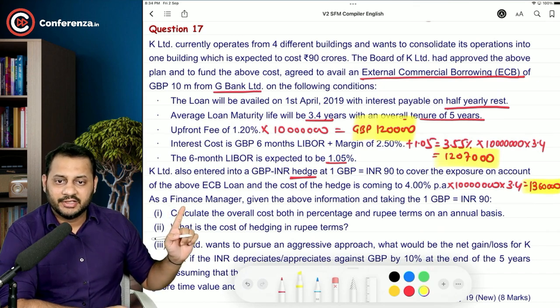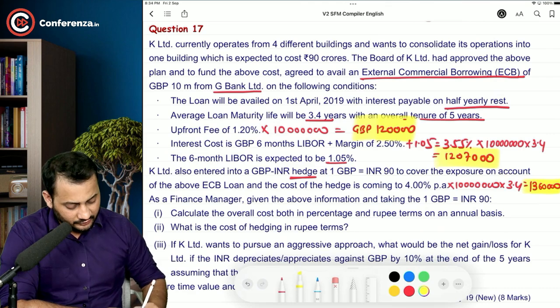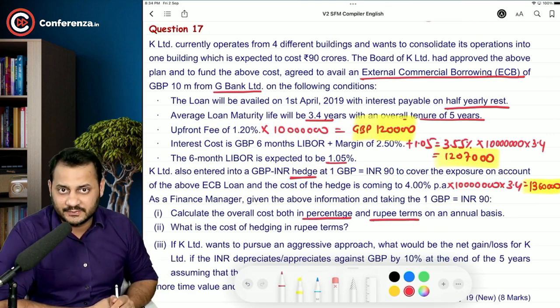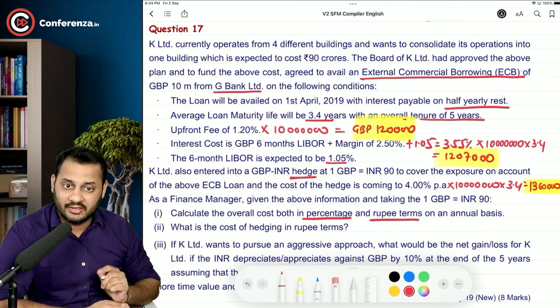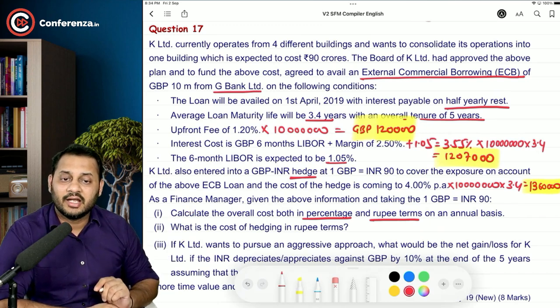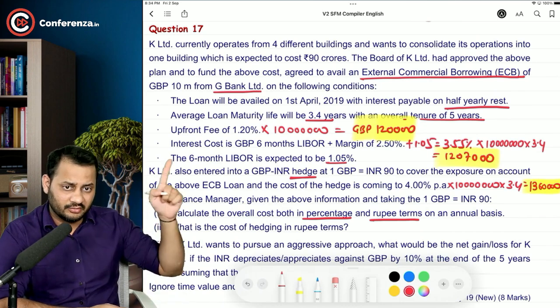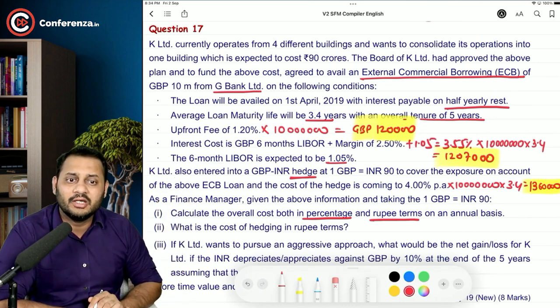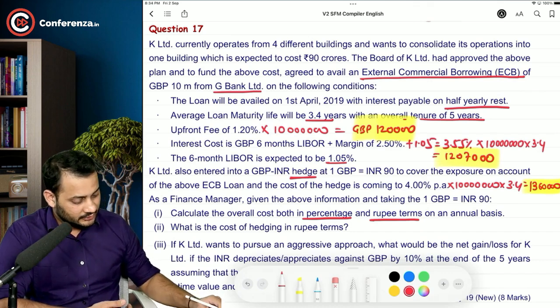As a finance manager, given the above information and taking 1 GBP equal to 90 INR, calculate the overall cost both in terms of percentage and rupee terms on an annual basis. So we have calculated it in GBP. We have to do it in INR. Question is clearly saying that calculate that in INR. So there is one way to calculate that in INR. Just take the total of all the three values and multiply it with 90. If the answers are right, let me just check once again.